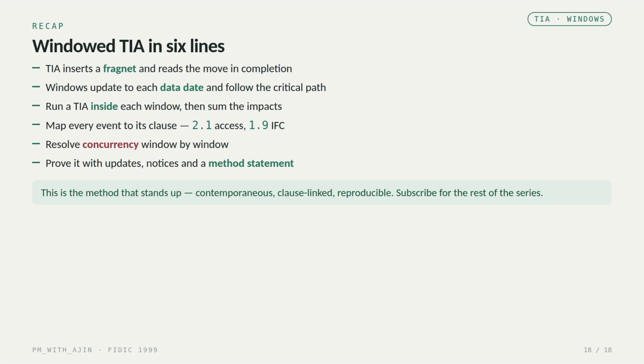Let's bring it together in 6 lines. Time impact analysis inserts a fragment and reads off the movement in the completion date. Windows update the program to each data date and follow the critical path as it moves. You run a TIA inside each window, then sum the impacts. You map every event to its clause, 2.1 for access, 1.9 for IFC. You resolve concurrency window by window, and you prove all of it with updated programs, notices, and a method statement. This is the method that stands up: contemporaneous, clause linked, and reproducible.